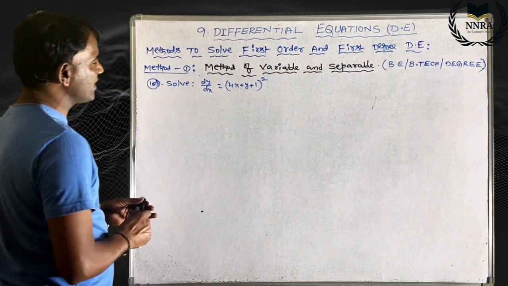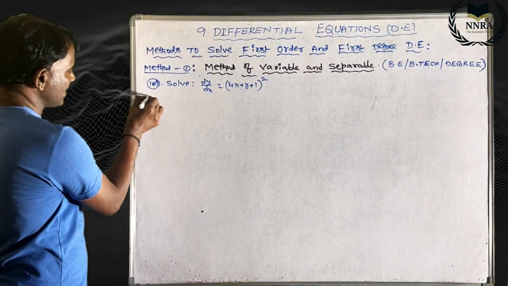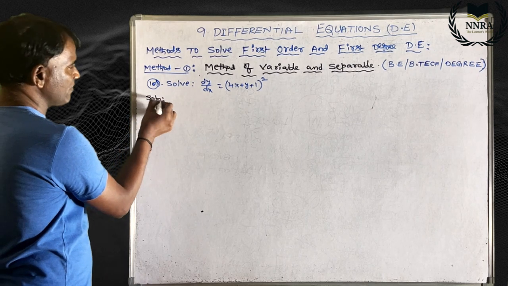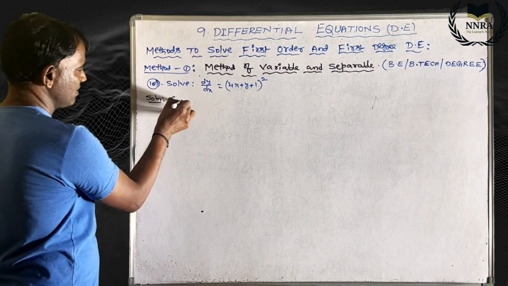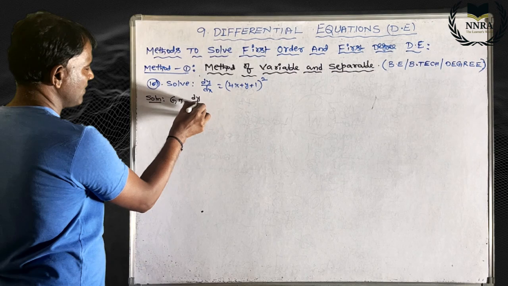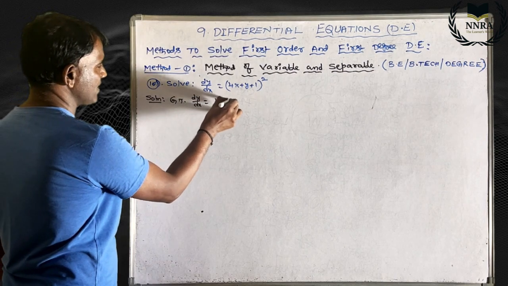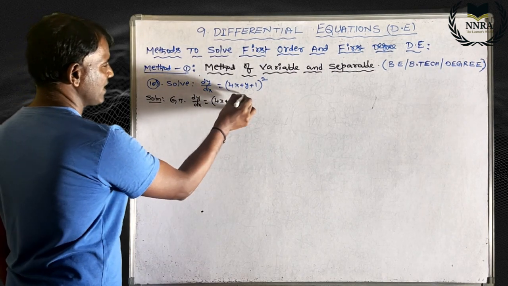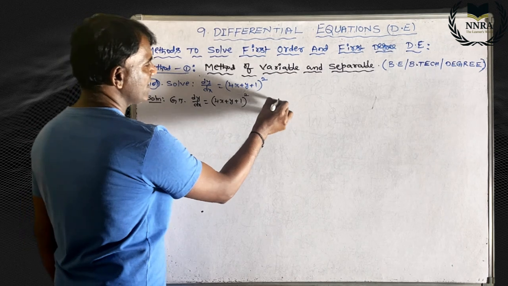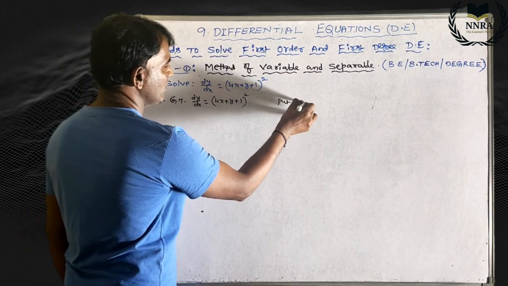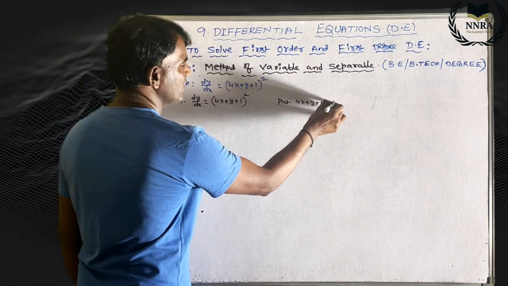Now this is question number 10. What is the given value here? dy by dx equal to 4x plus y plus 1 whole square. Given that dy by dx equal to 4x plus y plus 1 whole square. Again this bracket value is equal to t. 4x plus y plus 1 equal to t.